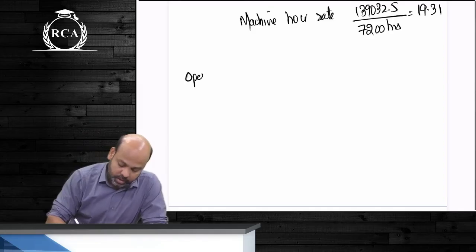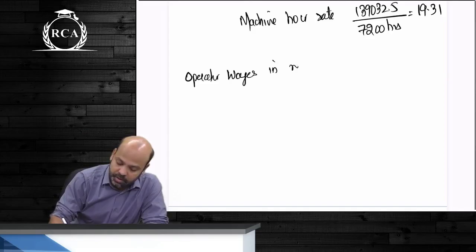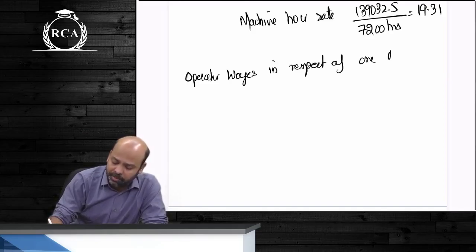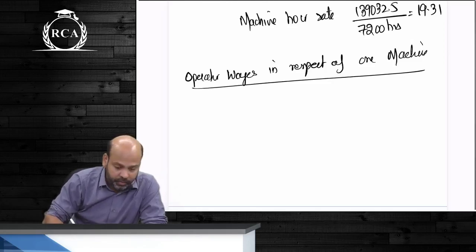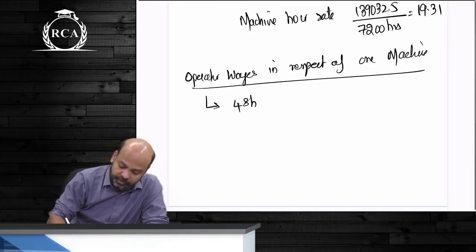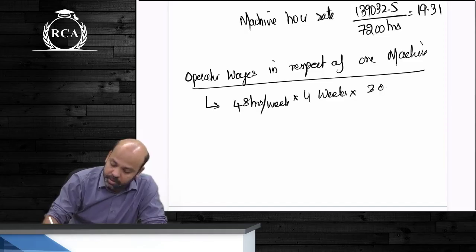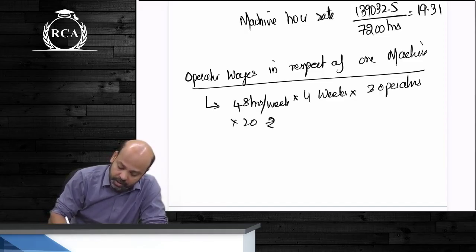Below that, look at this, beta. How much will be operator wages in respect of one machine? In respect of one machine, 60 per hour, no, let me write it fully first, we have to divide at the end. So I will write, guys, 48 hours per week into how many weeks? 4 weeks into how many operators? 3 operators into what is the wage rate per hour? 20 rupees per hour. How much will it come to, beta?